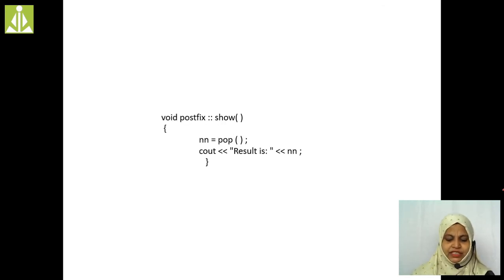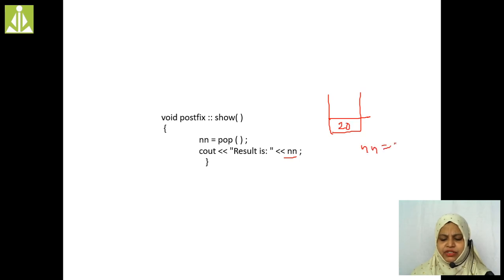Right? So at the end you have to use this nn pop. This one: cout result is nn. At the end the stack has only one element. For example, 20 is there. nn means you have to take this 20, then you have to show the answer is 20.